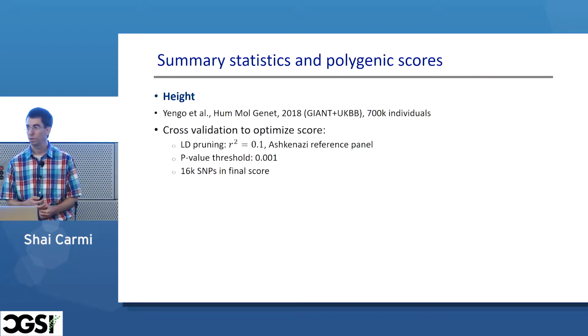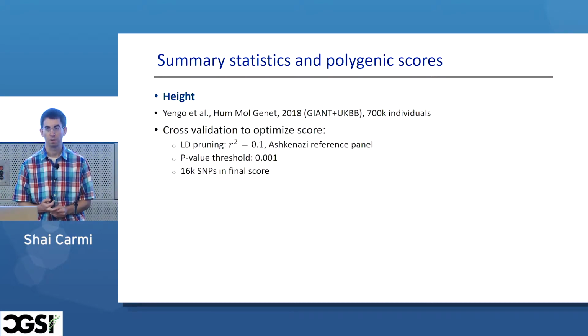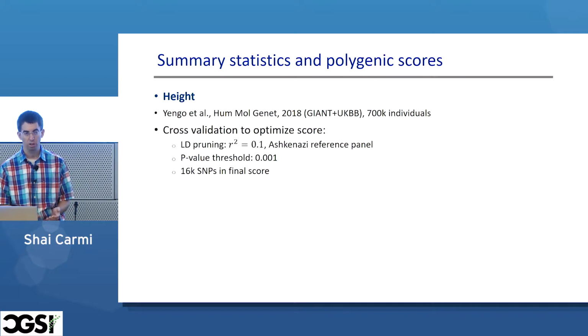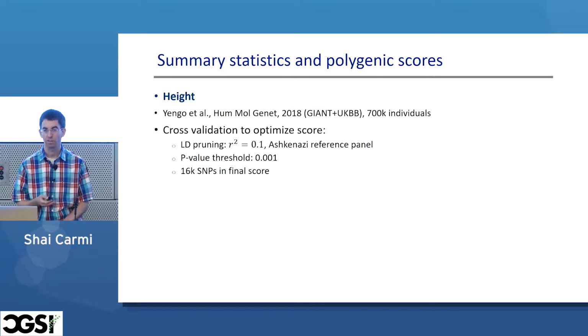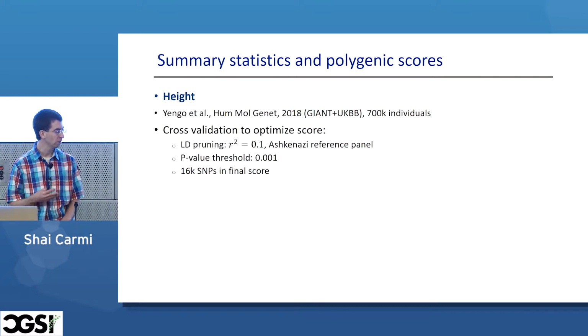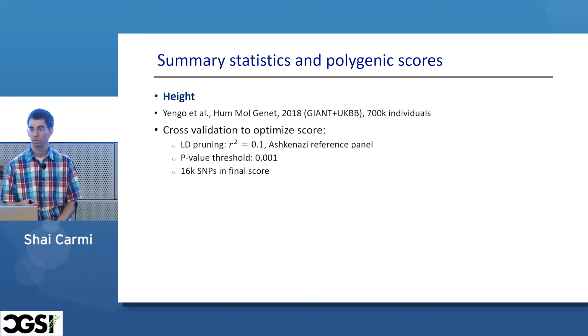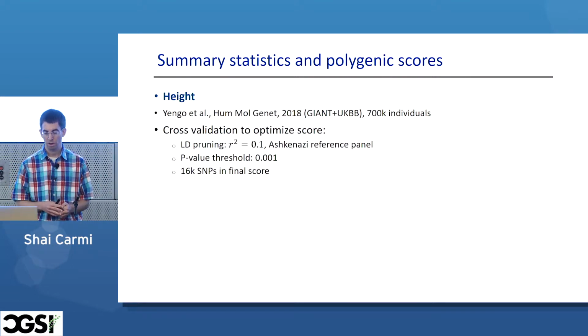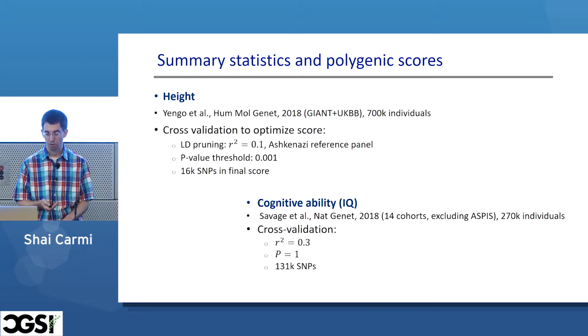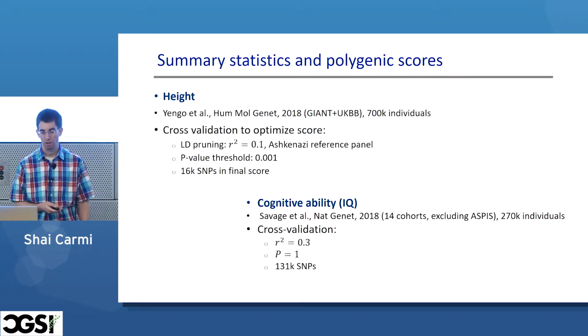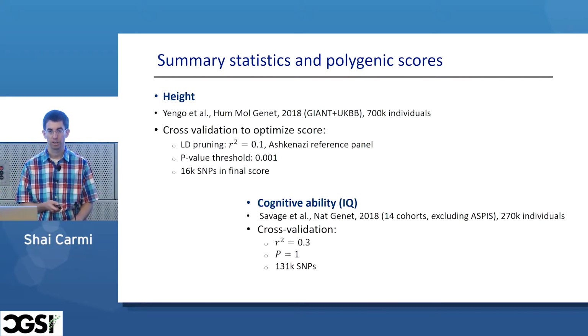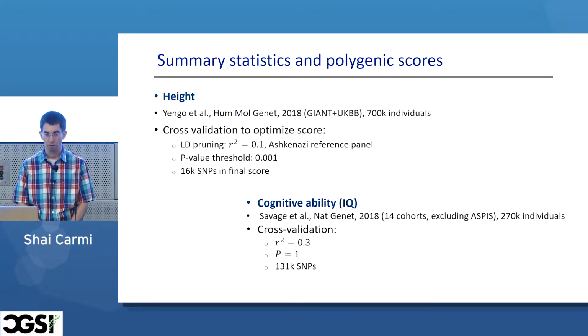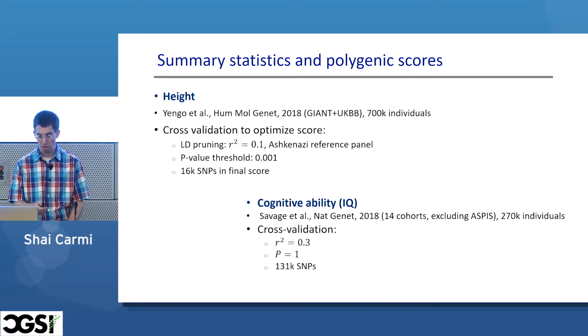Okay, and how do we predict these traits? For height, we use the most recent meta-analysis from Peter Visscher's group that was published last year on 700,000 individuals, and then we use cross-validation to optimize the score with respect to LD pruning, so removing variants that are correlated, and the p-value threshold. And then for cognitive ability, again, we use the most recent GWAS for cognitive ability, and again we use cross-validation to optimize for the performance of the score.